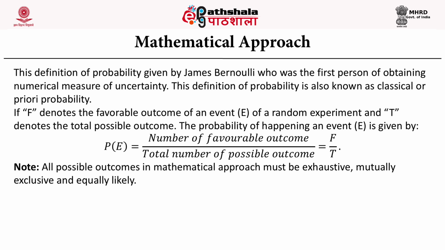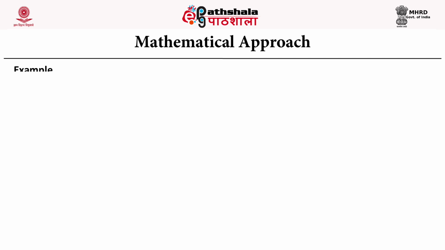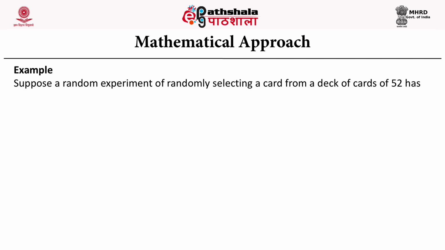Note, all possible outcomes in the mathematical approach must be exhaustive, mutually exclusive and equally likely. We already discussed these terms in the previous slides, so one can refer to the meaning of these terms.